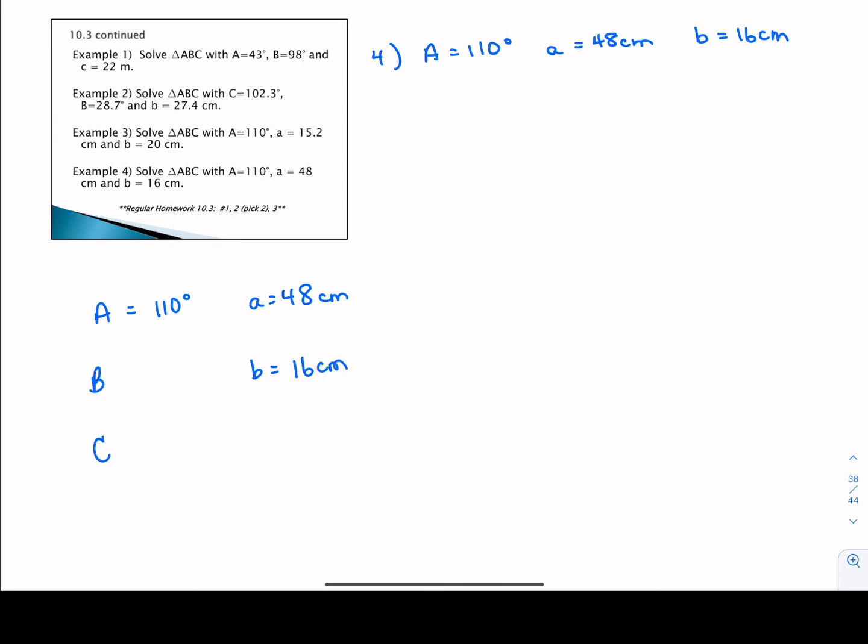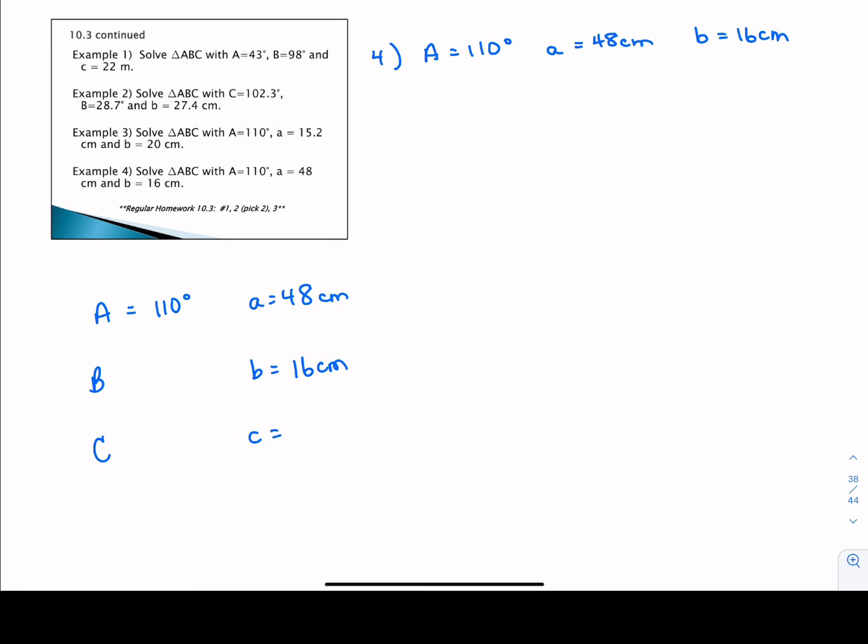So we have one more example to try and solve, and we're given this time angle A of 110 degrees. We're given side length A measuring 48 centimeters, and we're given side length B measuring 16 centimeters. So once again, when we start to build our chart, this one looks a whole lot better. We've got 110 degrees across from 48 centimeters. That's a pretty big side when we compare it with what we have for side B, which is only 16 centimeters. So we can see for sure so far that 110 degrees is the largest angle, and so far that is the largest side opposite.